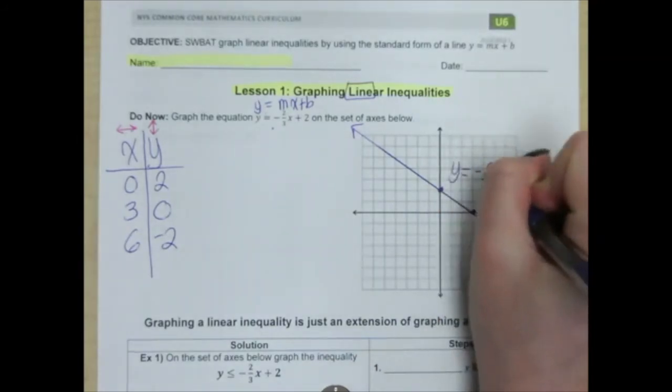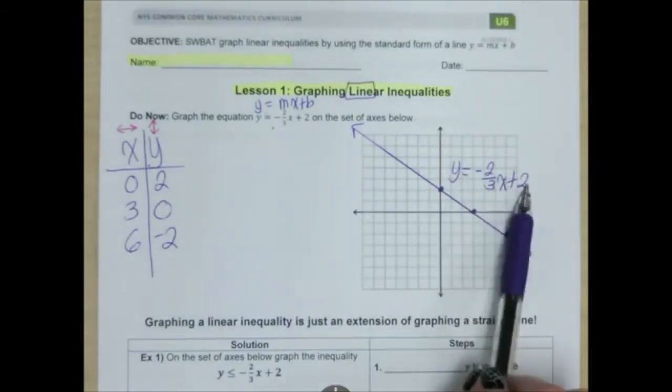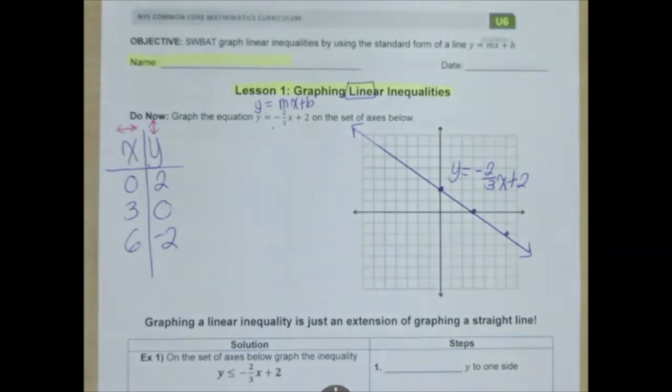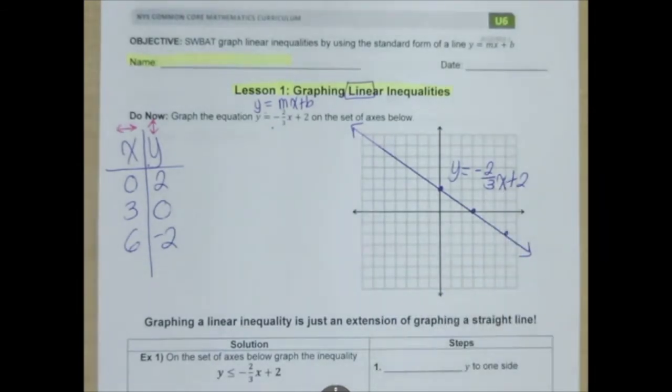Y equals negative 2/3 x plus 2. You would have to label the line if I had more than one line graphed, but since I don't, I could have labeled it or left it off. It's totally up to you.